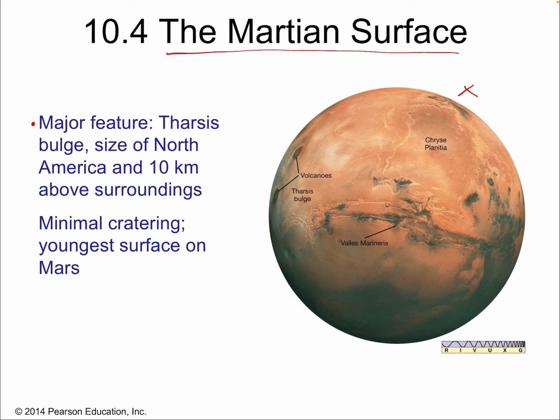So the major features, the overall trends, is that there is a large continent-like structure called the Tharsis Bulge, which is about the size of North America. It's 10 kilometers above its surface. Think of that as almost like an ocean shelf, where the continents are about 3 kilometers on Earth above the basin floor of the oceans, the major oceans of the Pacific and Atlantic. That Tharsis Bulge has minimal cratering because it is the youngest part of Mars.